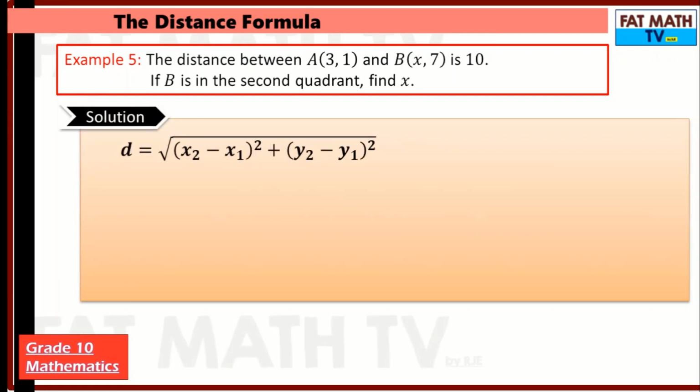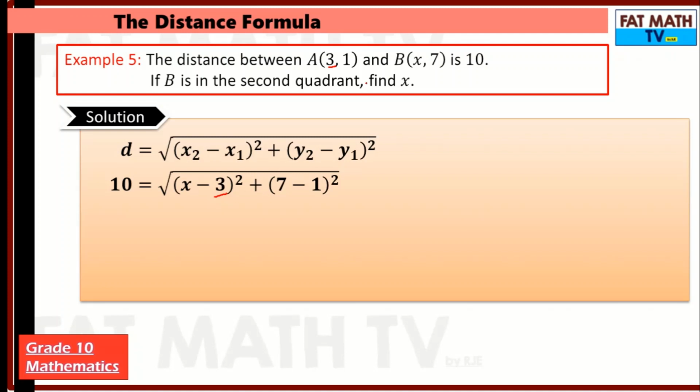Okay, let us use the distance formula. We can have this as our x sub 1, y sub 1, and this is x sub 2, y sub 2. So this 10 is the d, the distance. So let's substitute: replace d with 10, replace x sub 2 with x, and then minus x sub 1 is 3. That's why we have 3 here.